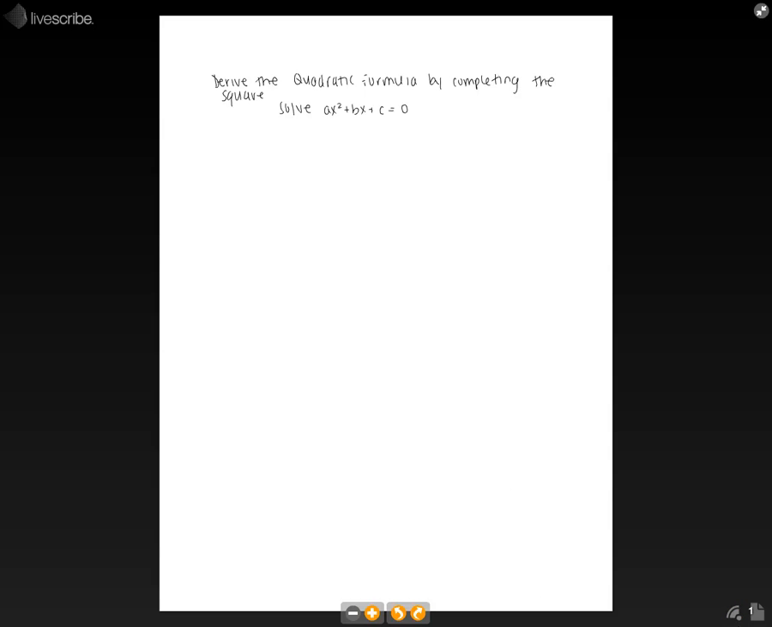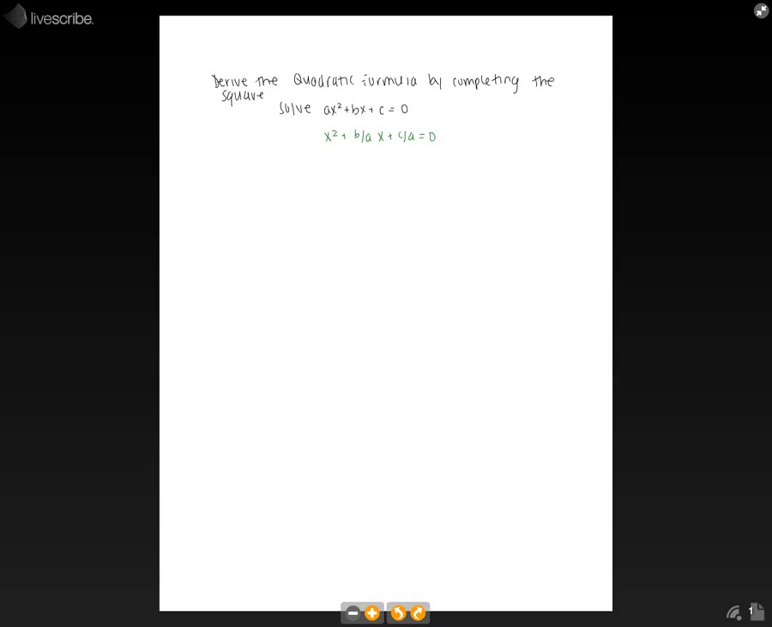In this pencast, we're going to derive the quadratic formula by completing the square. So we're going to solve ax squared plus bx plus c equals 0. To first start this, we know we can't have anything in front of our x squared when we go to complete the square, so we should divide everything by a. So we'll have x squared plus b divided by a times x plus c over a equals 0.